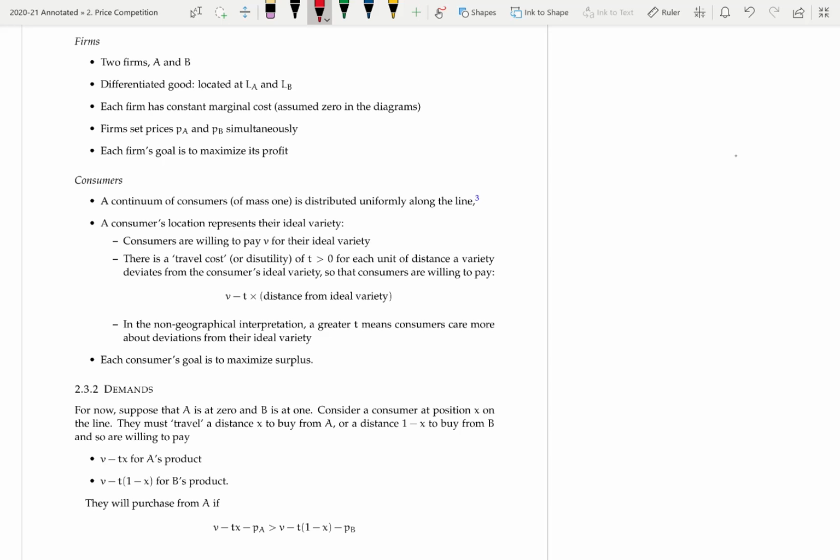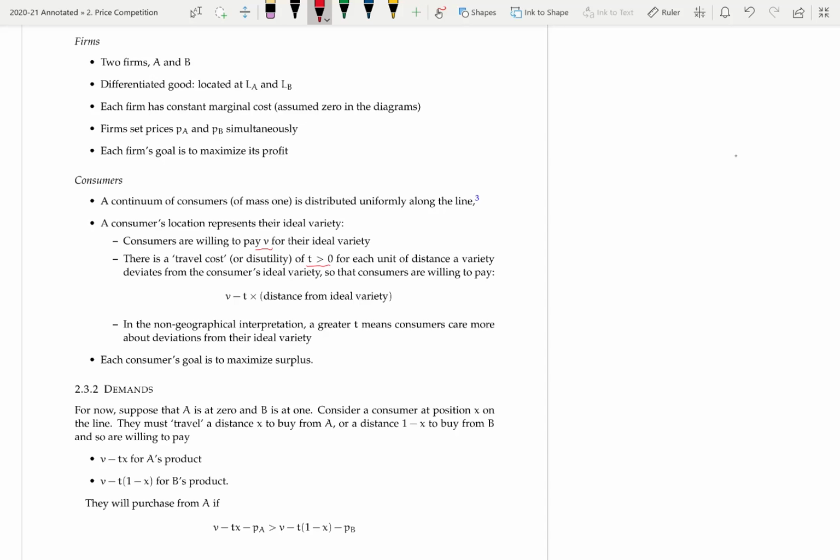A consumer's location represents their ideal variety. So consumers are willing to pay V for their ideal variety. And then if they consume a good that is not their ideal variety, they pay a travel cost, or they incur a disutility of T for each unit of distance the variety deviates from their ideal variety. So the willingness to pay for a variety is V minus the transport cost T times the distance they have to travel away from their ideal variety.